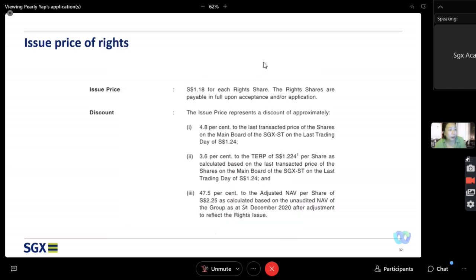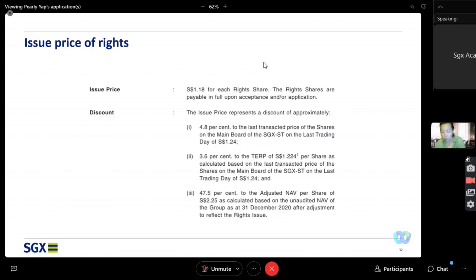Okay, right. So issue price 118 for each rights share. Discount. So this is where it's important, right? What is the discount? It says here 4.8% of the last traded price, 3.6% to the theoretical ex-rights price. Remember, they actually calculated it for you already. So it's 3.6% discount. So it is likely that the rights that will be traded in between those two dates will be probably somewhere around this 3 to 3.6% of this price.